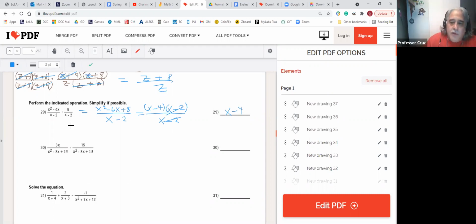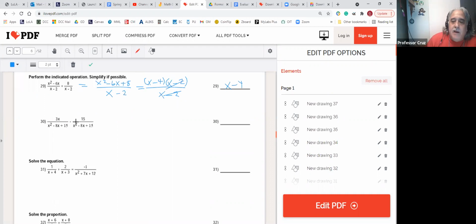All right, now you got to watch out because this is subtraction. And if there was more than just a 15 there, and there's something like x minus 15, you have to pass the negative on to both of the things. But this one has just got that one number. So it's 3x minus 15.